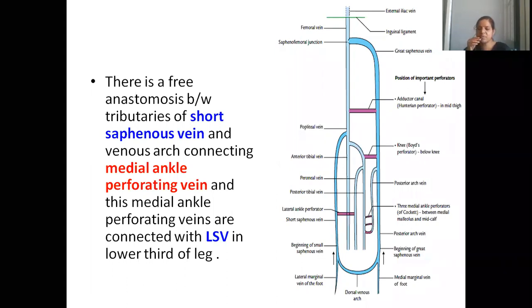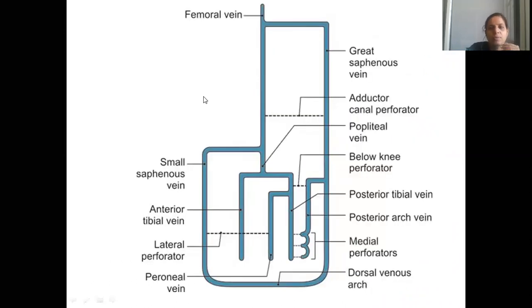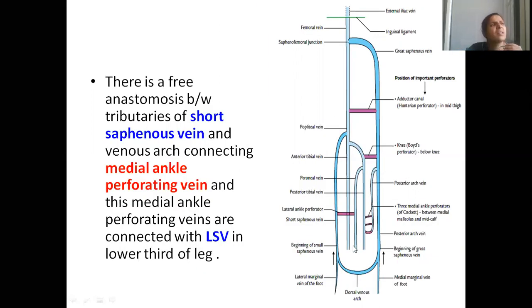They are connecting the superficial vein with deep vein. If you understand this, you will know the strong concepts of the venous drainage. Okay, so there is a free anastomosis between, now you can see like short saphenous vein and venous arch connecting the medial ankle perforating vein. These are lateral ankle perforating vein. That means towards the great saphenous vein, we have medial. Towards the short saphenous vein, we have lateral. Okay? So we have different pictures from, but this picture is very good. This is taken from Vishram Singh only, I remember. Okay?